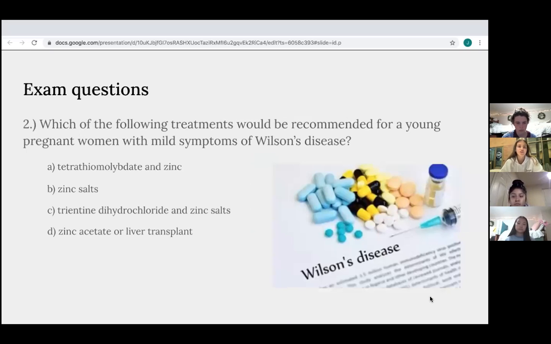So for this exam question, it's asking which of the following treatments will be recommended for a young pregnant woman with mild symptoms of Wilson's disease. If we think back to when we were talking about treatments of Wilson's disease, the most mild form of treatment is going to be any type of zinc salt like zinc acetate combined with nothing else, just those zinc salts. So the correct answer for this question is going to be B.